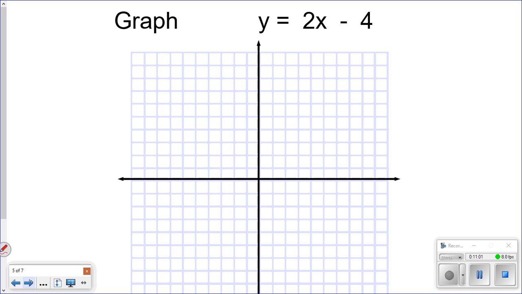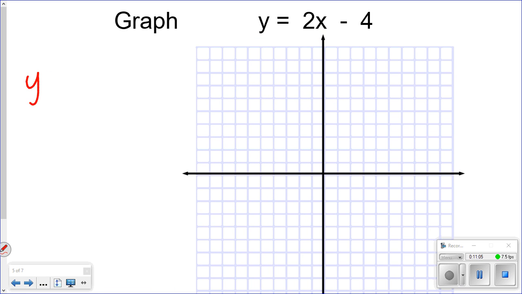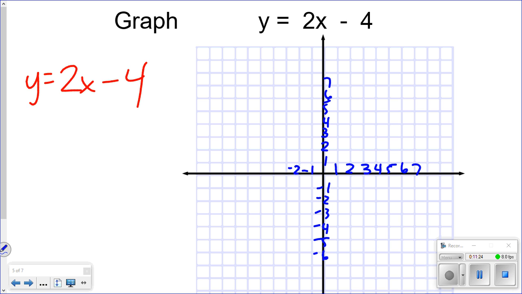All right, so let's graph this one. It can be y equals 2x minus 4. So I should probably put numbers on here. I wish it would come with numbers on it. Okay, so first of all, I have to find my slope and my y-intercept.